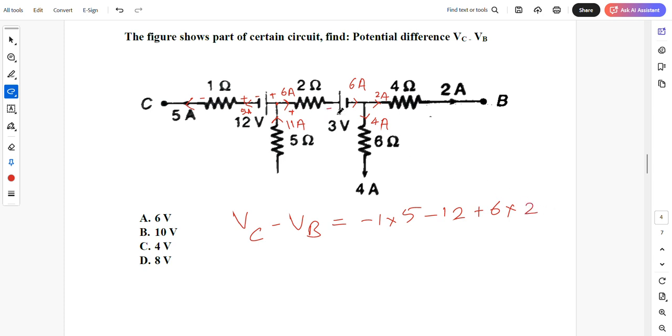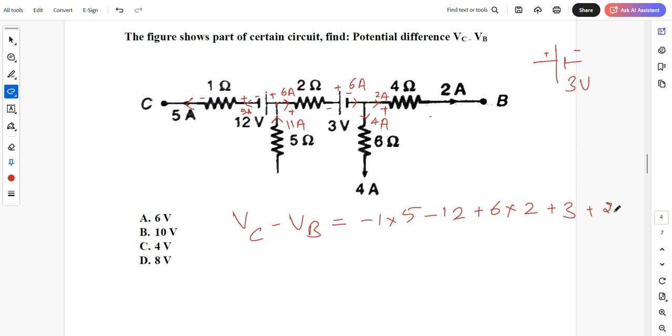If I move further, what I'm getting? Minus of 3. Minus or plus? This is plus and this is minus. Plus of 3. See, this is plus and this is minus. This is 3 volts. When we come like this, we should take plus 3. And if I move further, current is entering. Therefore 2 plus 4, how much does it become? 8.